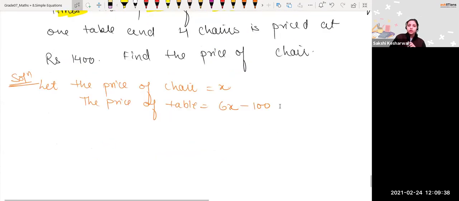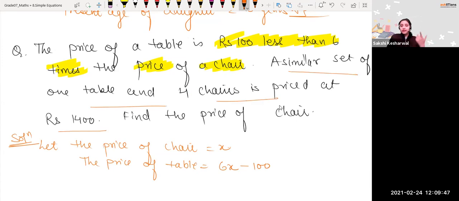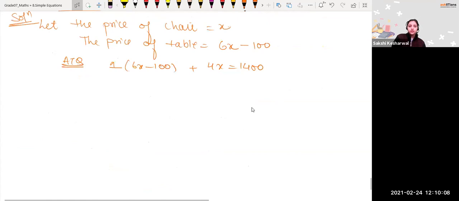Now it says that a similar set of one table and four chairs is priced at rupees 1400. If the price of a chair is x, the cost of four chairs is 4x. So one table will be 1 into 6x minus 100, plus four chairs, plus 4x, equals 1400. Multiply 1 into 6x, it will be 6x, minus 100, plus 4x equals 1400. Now 6x and 4x make 10x, and minus 100 equals 1400.